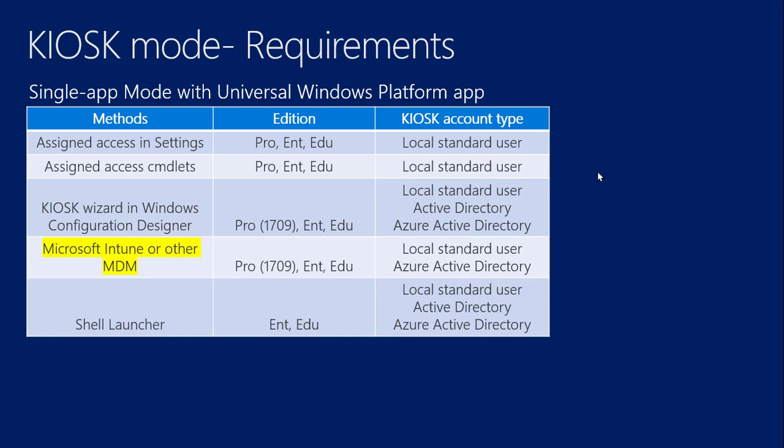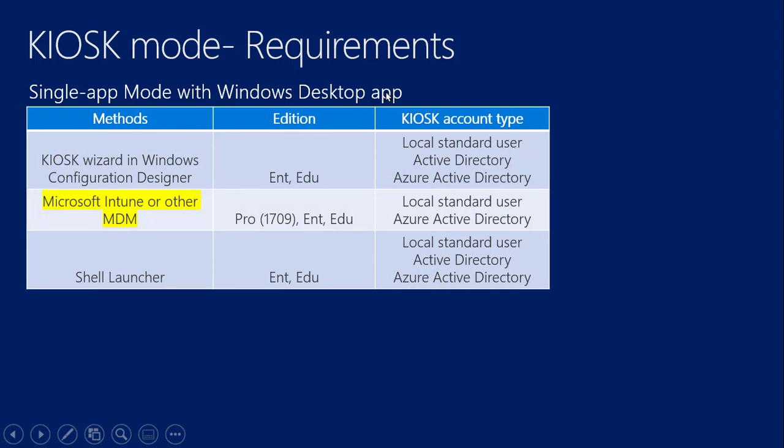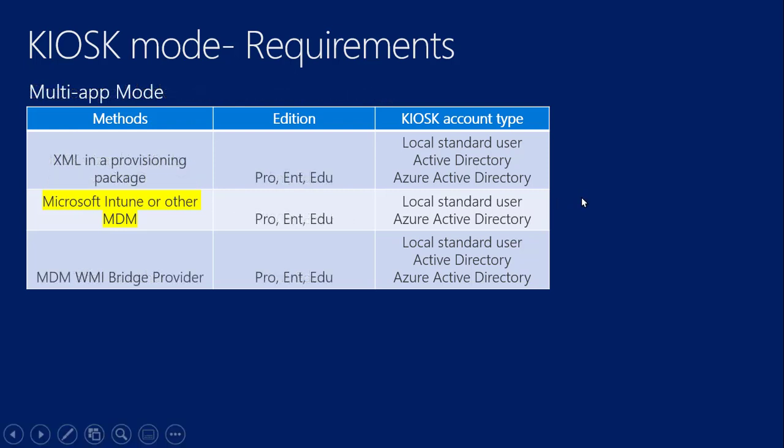using store apps, right? Well, if you want to use single app mode with Windows desktop apps, Win32 apps, then again, your options are here. For MDM, same versions we can support. Again, local standard user or Azure Active Directory. And then finally, multi-app mode for Windows. With MDM, we can configure that. No specific version requirements. Here are the additions. And then again, local standard user, Azure Active Directory, right?